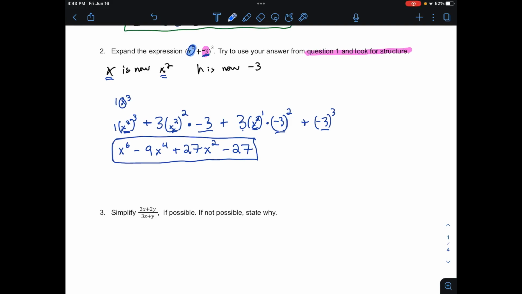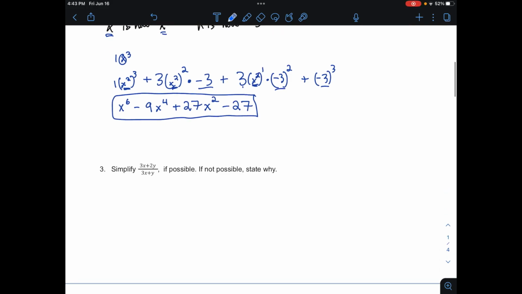Okay, so we're going to move on to number 3. It says simplify 3x plus 2y over 3x plus y if possible. If not possible, state why. So we have 3x plus 2y over 3x plus 1y. We actually can't simplify that. We can't really do anything and cancel it.